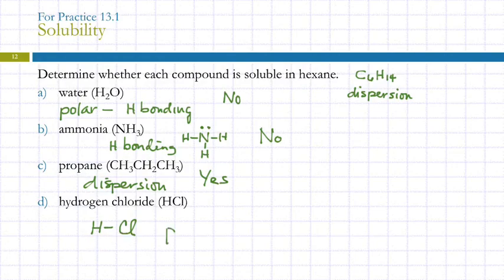So this is polar. Does it have hydrogen bonding? No. It's got a hydrogen in it, and the hydrogen's bonded to chlorine, but that's not what hydrogen bonding is. You have to have fluorine, oxygen, or nitrogen. So what kind of forces does this one have? Dipole-dipole? Because it's polar, it has a permanent dipole, and dipole-dipole forces are stronger than dispersion forces. So this is polar. Is this going to dissolve in nonpolar hexane? No.